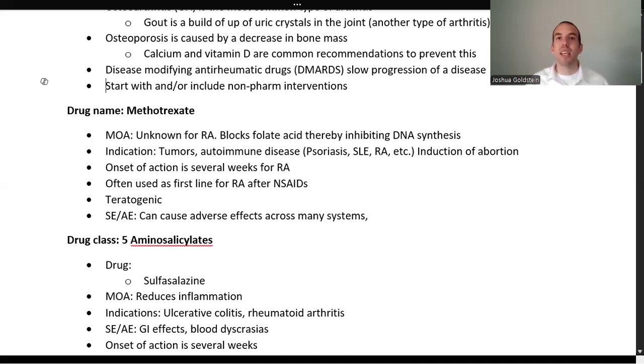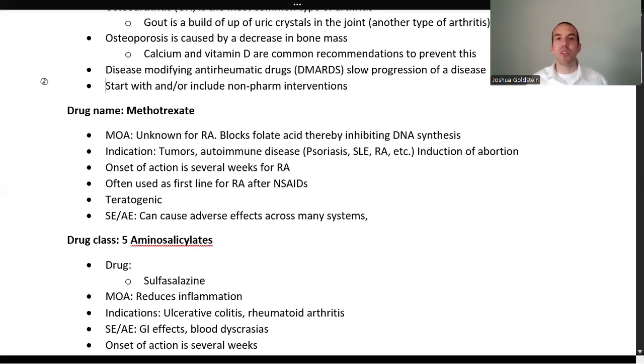We don't know how exactly it helps for rheumatoid arthritis. We talked a little bit about the different indications for using methotrexate. Methotrexate, along with all DMARDs, takes several weeks until they take effect. It takes several weeks until the patient starts to see relief. It is often a first-line drug, but again, these are relatively equal in first-line aspect in terms of depending on the preference of the rheumatologist.